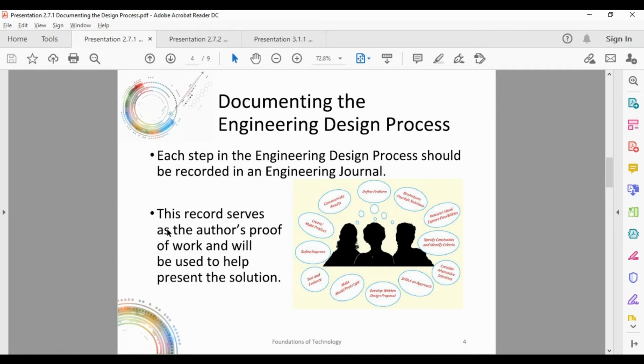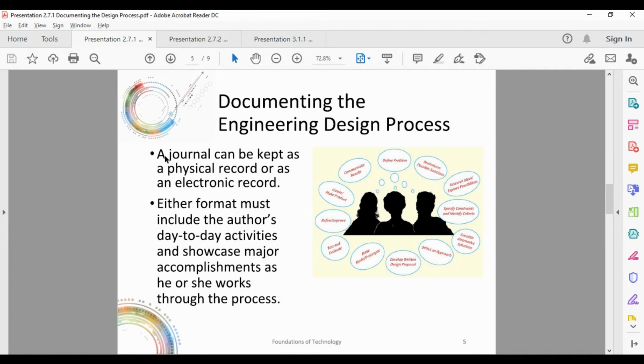This record serves as the author's proof of work and will be used to help present the solution. So lots of good things within that. A journal can be kept as a physical record or as an electronic record. Since we're doing everything virtually, electronic would of course be the way for us to go. Either format must include the author's day-to-day activities and showcase major accomplishments as he or she works through the process.